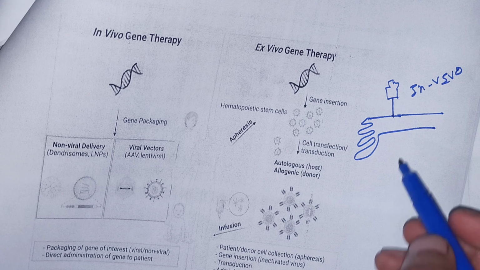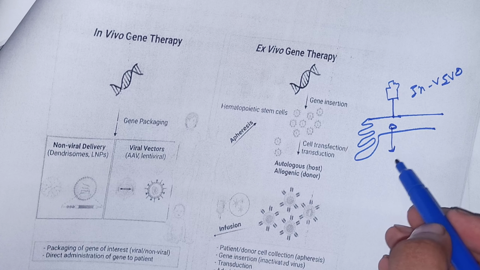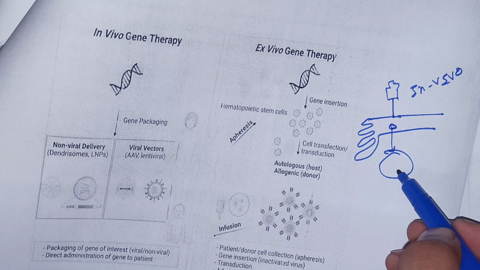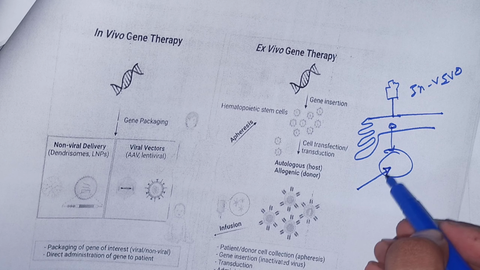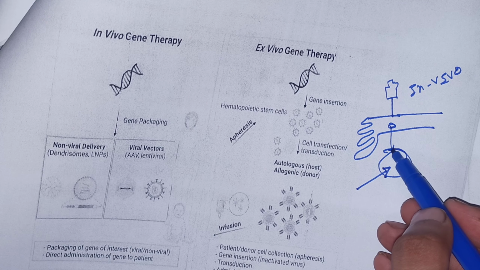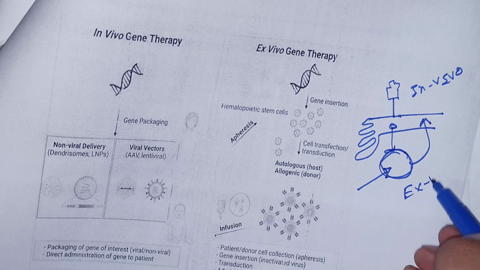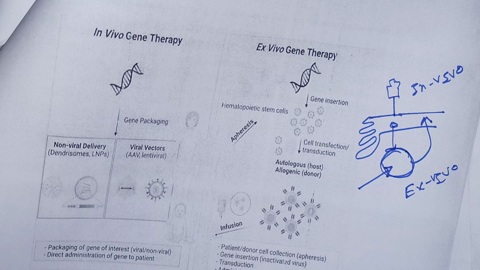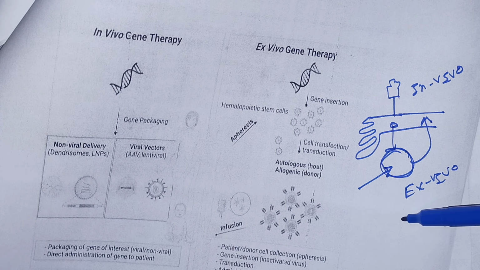And what is ex vivo therapy? Suppose this is the human body and you take a cell out of it. This should be a bone marrow cell. If you take this bone marrow cell out and then insert the gene of interest into this cell, and then you take this cell back to the human body, this is ex vivo gene therapy. So what is the difference between in vivo and ex vivo gene therapy? In case of in vivo, you directly inserted the gene of interest into the human body. And in case of ex vivo, what did you do?